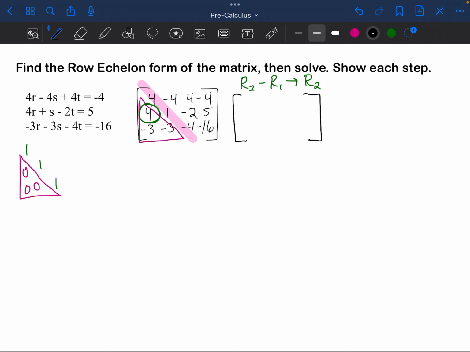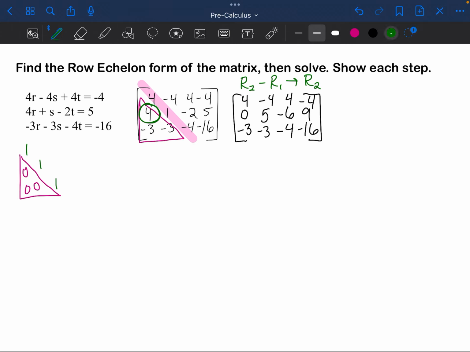I'm replacing row 2, which means everything else is going to stay the same. Got 4, negative 4, 4, negative 4. This one is going to become a 0, because that's what I'm trying to eliminate. Then I got 2 minus negative, or 1 minus negative 4, which is going to give me 5. Then I got negative 2 minus 4, so negative 6. And then 5 minus negative 4, which is 9. And then row 3 stayed the same. So make sure when you're doing this, you're doing just one operation at a time.